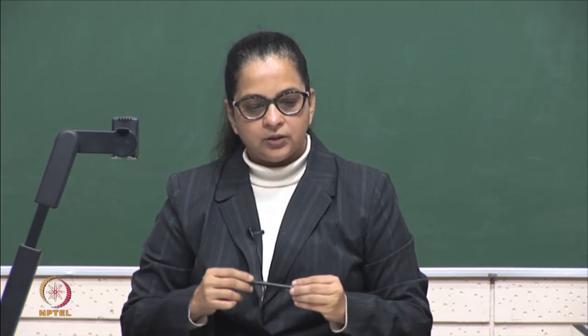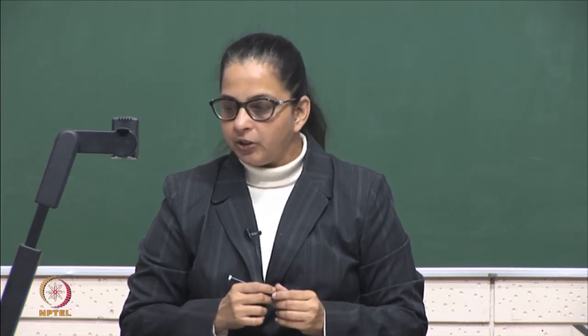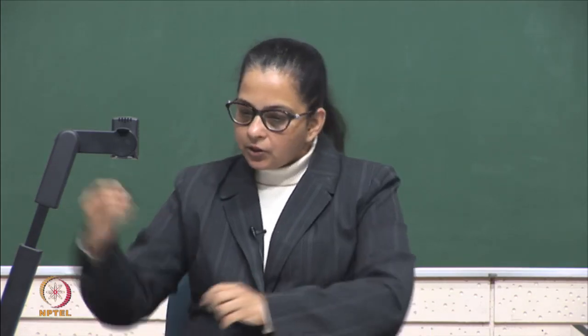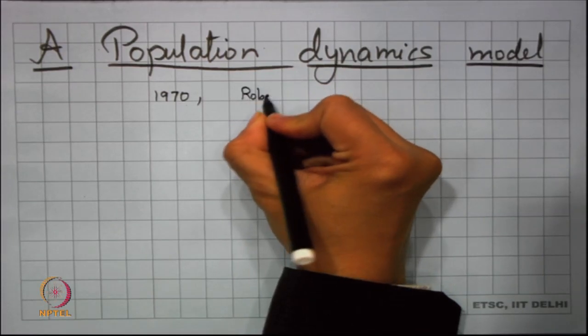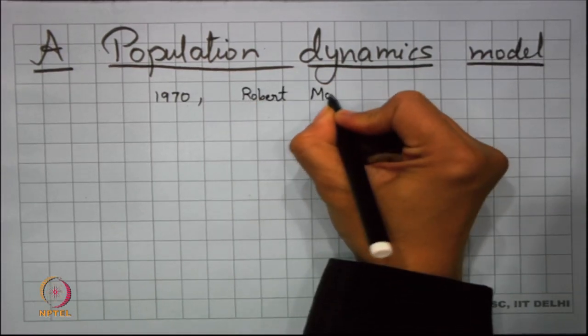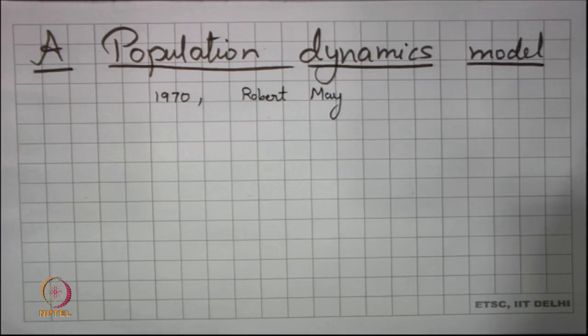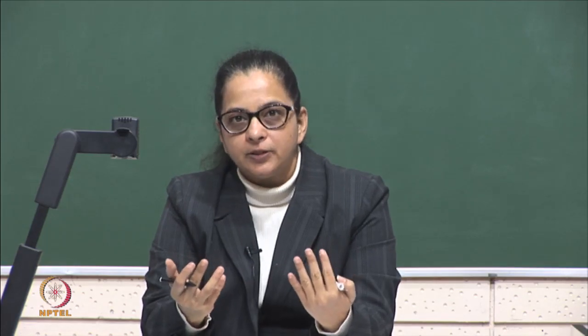Welcome, students. Today we will be looking into the population dynamics model. So, it all started in 1970 when Robert May proposed a mathematical model to study the complex behavior exhibited by the growth of population in certain biological species.